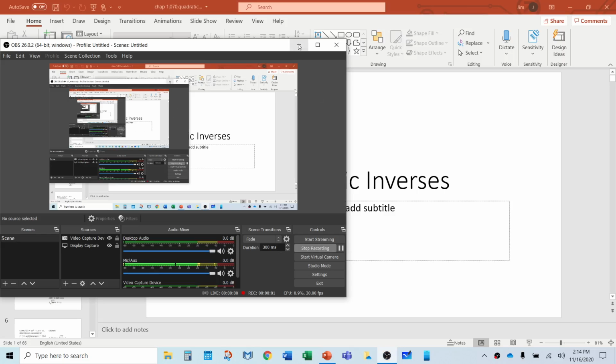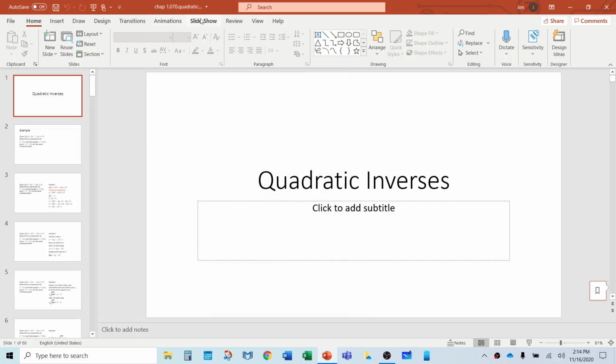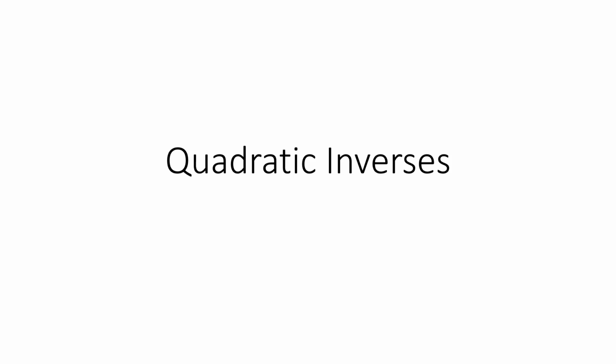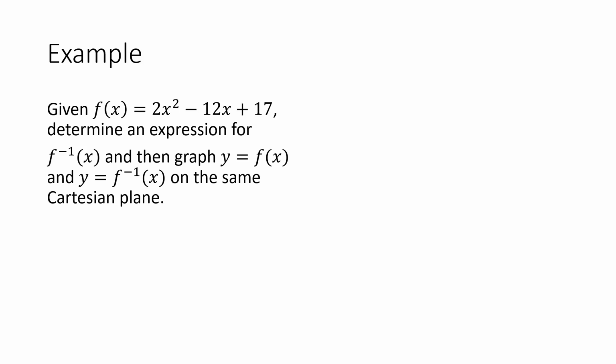In this lesson, we're going to talk about quadratic inverses. A quadratic inverse occurs when the original function is a quadratic. And as you'll recall from grade 10 math, a quadratic is going to have an exponent of 2. It's going to take the form of a parabola.